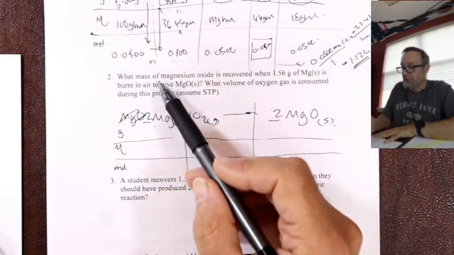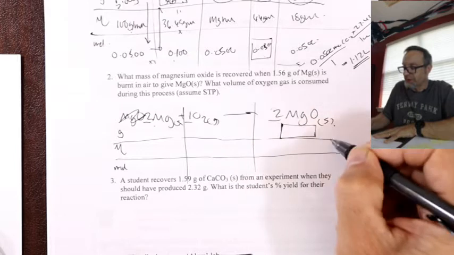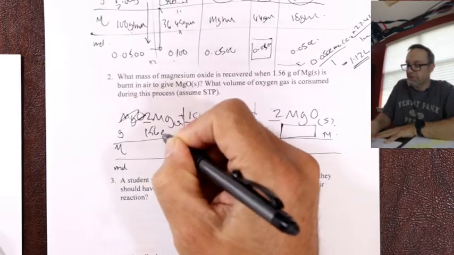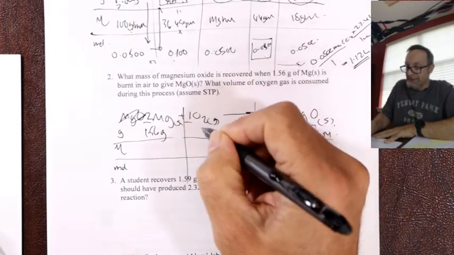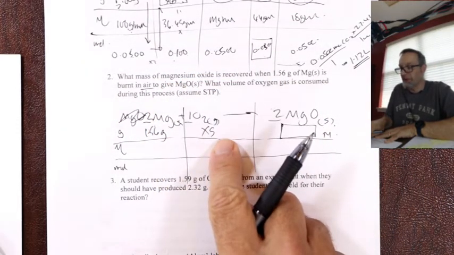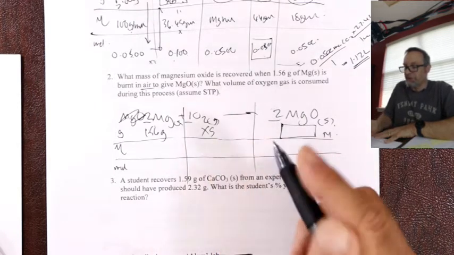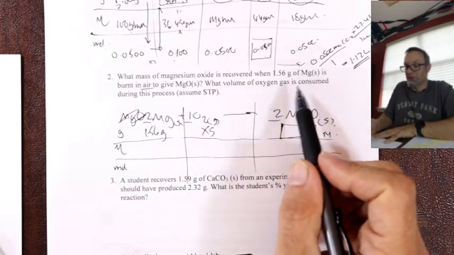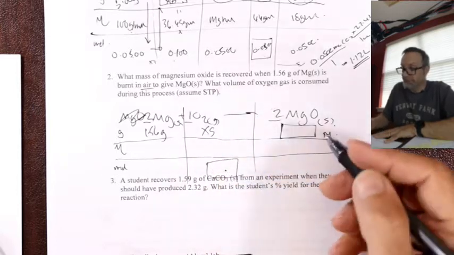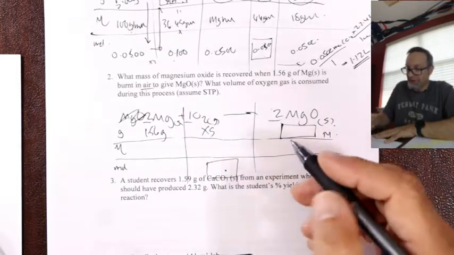Read the question. What mass of magnesium oxide? So it's a classic theoretical yield question. When 1.56 grams of reactant is burned in air. If it ever says air, it's excess. It doesn't come in with a math. Although we can figure out what volume of oxygen was consumed by taking the moles and turning it to volume. So we have 2 destinations.